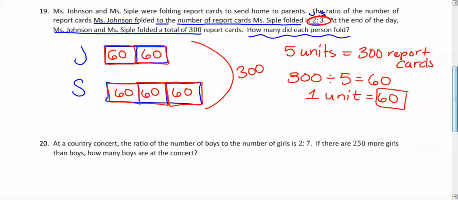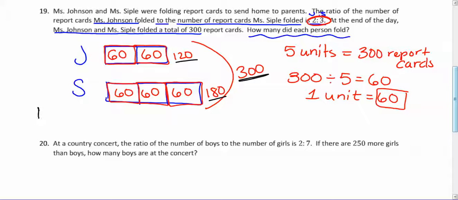All right, now we can figure out that Miss Johnson had 2 groups of 60, so 60 times 2 is 120. And Miss Seipel had 3, so that would be 180. And if you were to add up 120 and 180, you would get 300. So the last step is obviously to write this as a sentence here.